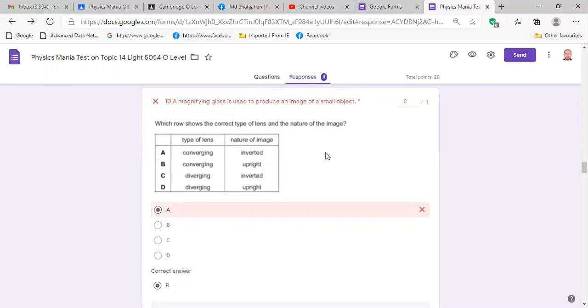Yes, sir. And the diagram you see, that is helping you, right? In the diagram, you got it upright.